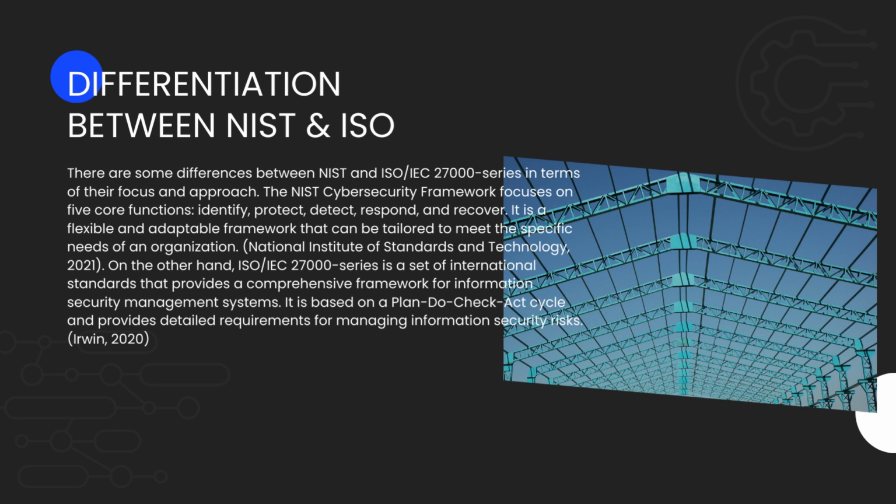On the other hand, the ISO 27000 series is an international standard. It provides a comprehensive framework for information security management systems. It's based on a plan, do, check, act cycle and provides detailed requirements for managing information security risks. And it's going to be less flexible than the NIST CSF.